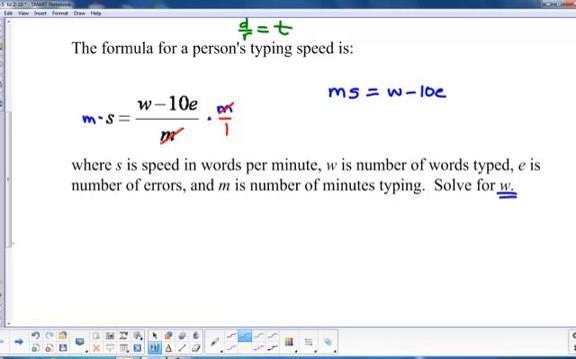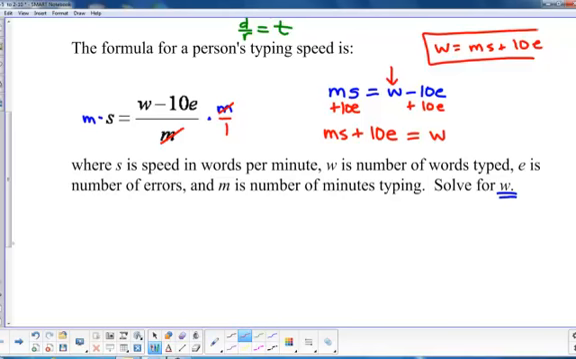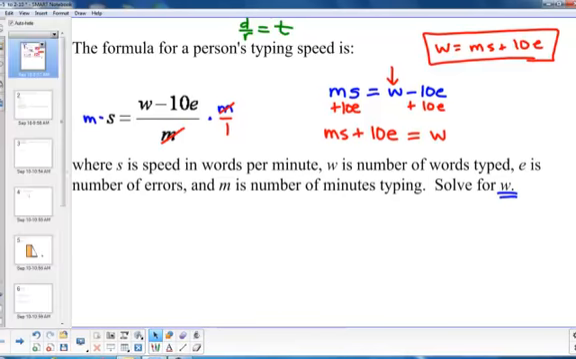So we still want to get this W alone. So now we would add the 10E over. And an MS can only add to another MS. So MS plus 10E is just MS plus 10E. And on the right, we just have the W left. So isolating that W is the answer, MS plus 10E. Isn't that cool? Math with no numbers.